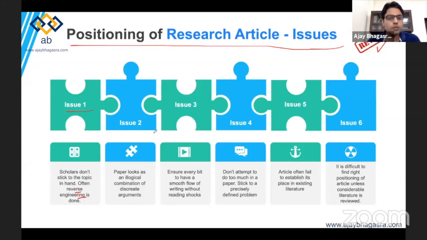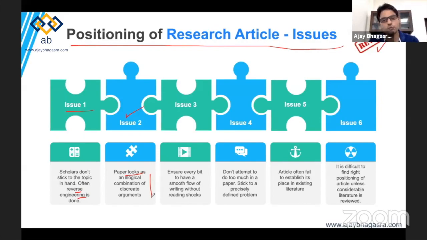So the issue number two that we have observed is that the paper looks like an illogical combination of discrete arguments. Now, I call it a reading shock. And this is the word which I use when I'm writing back to the authors. Your paper would give reading shocks to me as a reader. I'm not interested in that. I'm here to read an article, and you're giving me reading shocks.